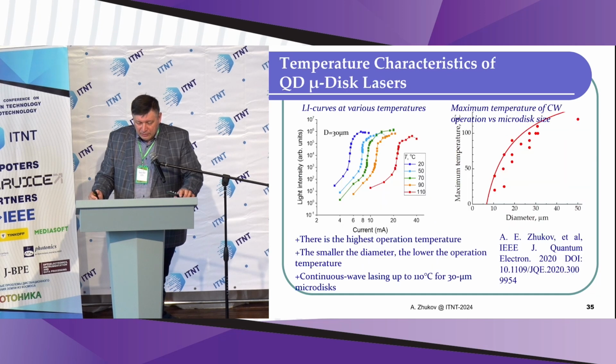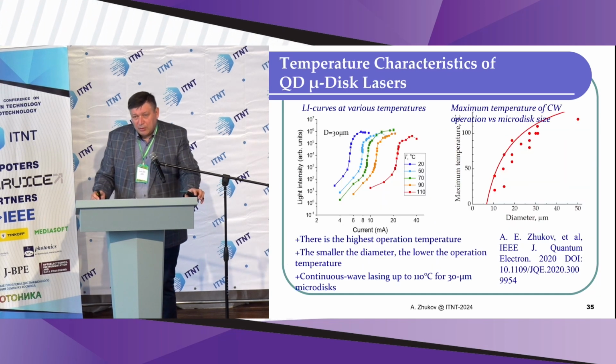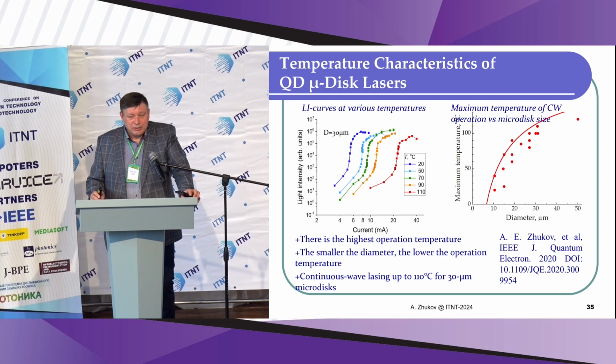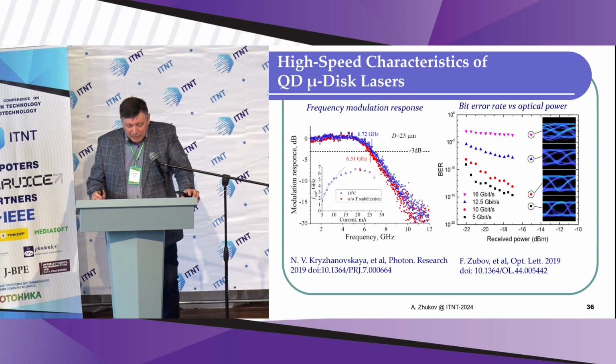And finally, okay, a few last minutes about some properties of these microdisc lasers. For example, they can also operate at elevated temperature, more than 100 degrees C. For sure, the maximum operation temperature depends on the size. The smaller the size, the lower the operation temperature.